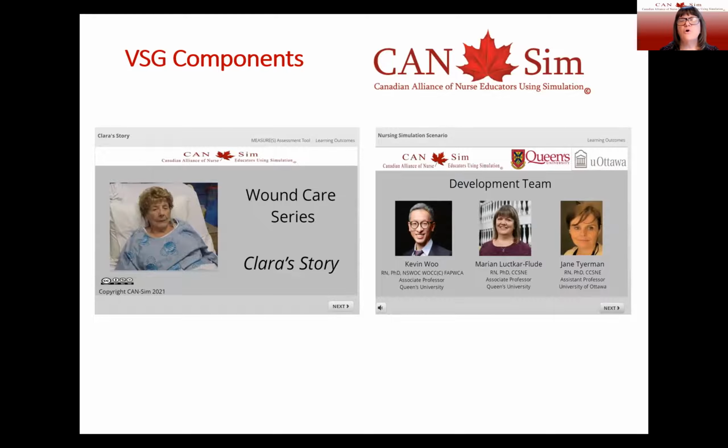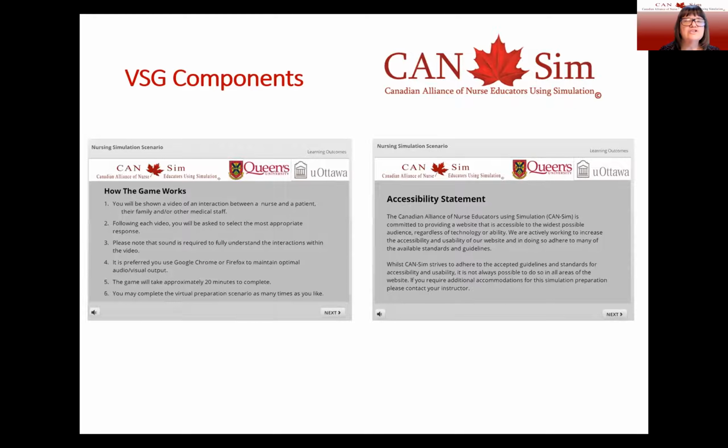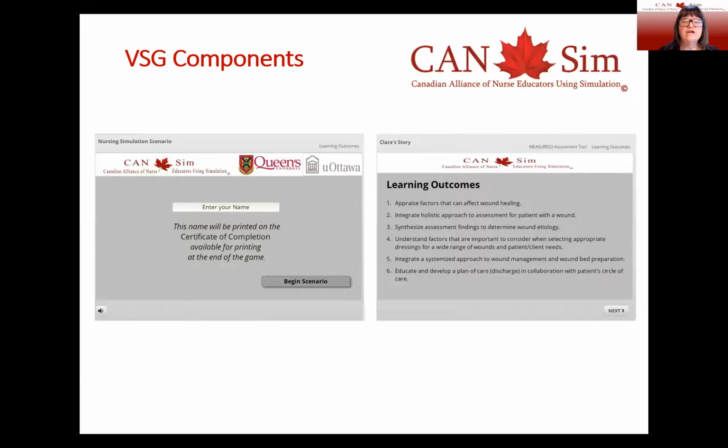So next I'll walk you through the components of the virtual simulation games for those of you that are not familiar with the CanSim format. So here we have our title page and our development team. The next pages are going to include an instruction slide on how the game works, as well as an accessibility statement about some of the accessibility features of our games. Then we have an entry form page where the student or the learner will type in their name, and then they will get a certificate of completion at the end of the simulation.